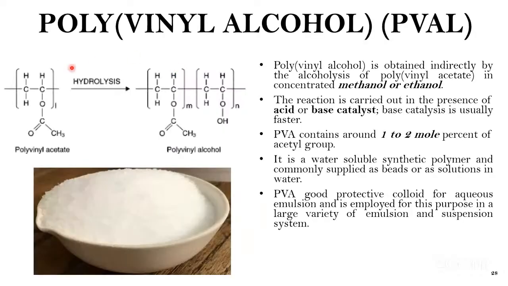Why? Because we see M and N written here. What do you mean by M and N? Suppose I write 50 here and 25 here, it means 25 repeating units of alcohol group and 50 repeating units of acetate group. Understand? The polymer is a very big macromolecular chain, so it is very difficult to break. They dissolve in water because we have an alcohol group over here.